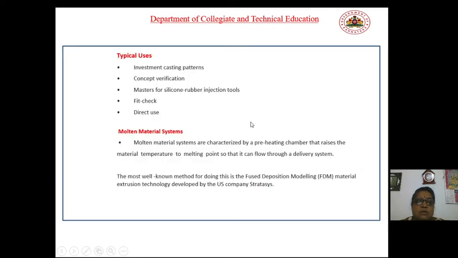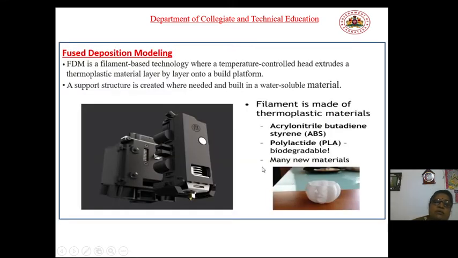As I told, the best example of the molten material system is fused deposition modeling. In fused deposition modeling, the filament is very important. It is a filament based technology where temperature controlled heads extrude thermoplastic material layer by layer onto a build platform, as I told earlier.